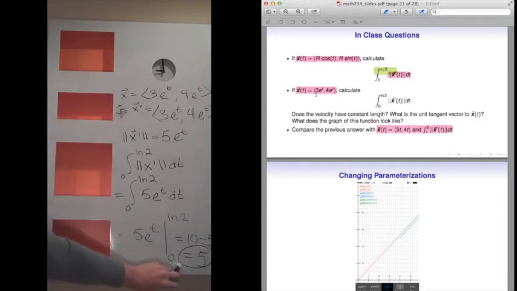Now remember this, we're going to get essentially the same answer for the final function.